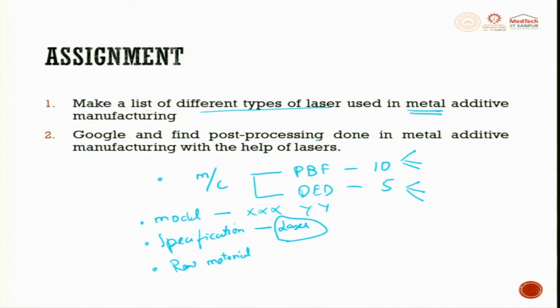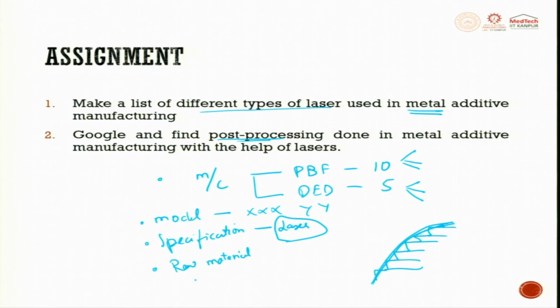Google and find the post processing done in metal additive manufacturing with the help of laser. When we produce these parts layer by layer, you will have something called the staircase effect, because you are building it layer by layer. When you have this staircase effect, you have to smoothen the surface. In post processing nowadays, we also have one more laser which moves on top of the metal additive manufactured part, removes the staircase effect and flows the material such that it gets a very smooth surface.